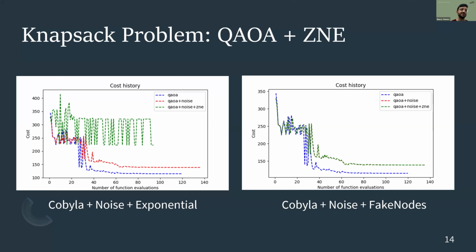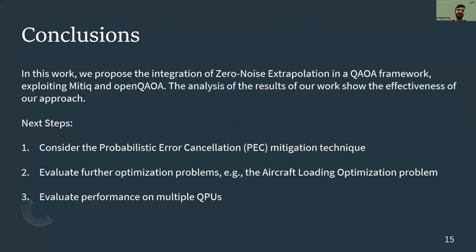Even though there are cases where the effects of zero noise extrapolation are meaningful, there are other cases in which they are disruptive, and they really make us move further from the correct solution to the problem. In conclusion, we tested the integration of zero noise extrapolation in a QAOA framework, and we also evaluated the effectiveness of this approach with respect to two well-known optimization problems.